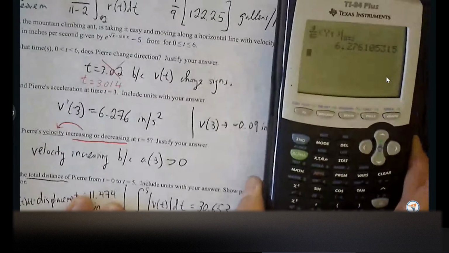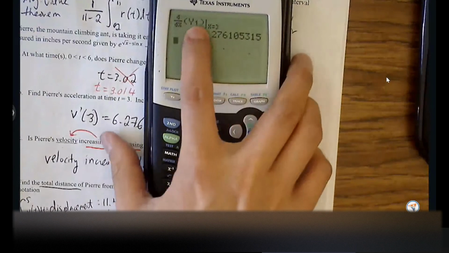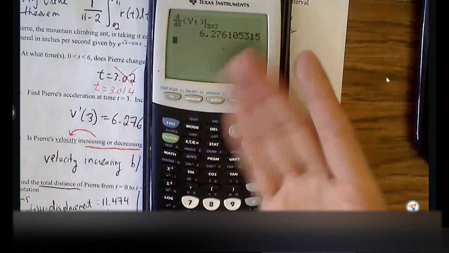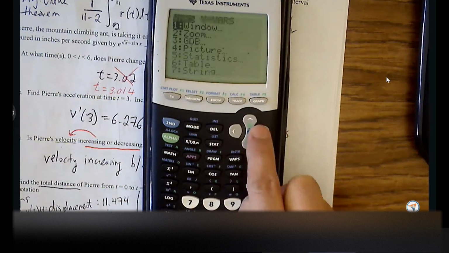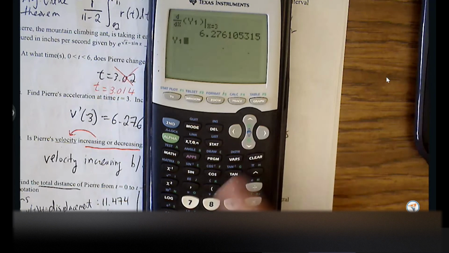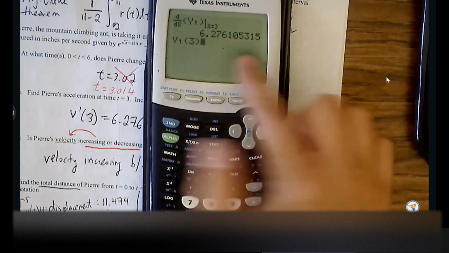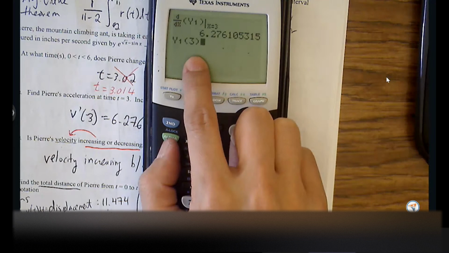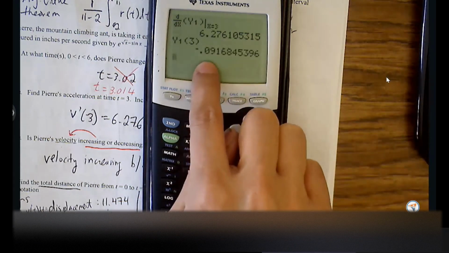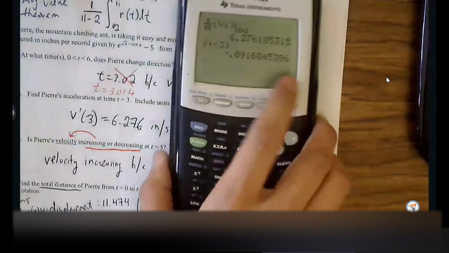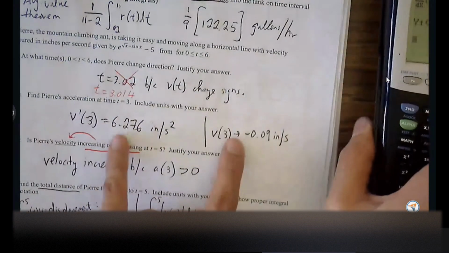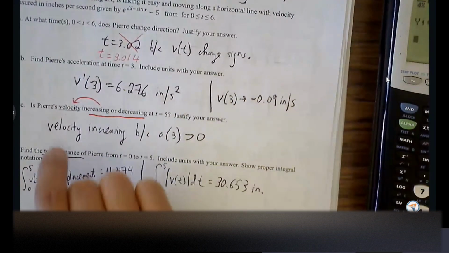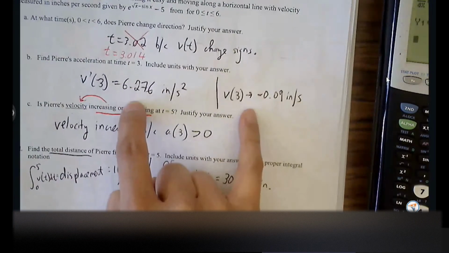Now, I also want to show you that you can plug something directly into the function. Let's say you want to find the velocity at 3. You're already sitting at velocity, so you can go to vars, y-vars, call the function again. But now if you put parentheses 3, it's going to plug 3 into all the x's. So velocity is 0.09. Acceleration is 6.27. Sometimes that information is helpful because we may be asked to compare things.